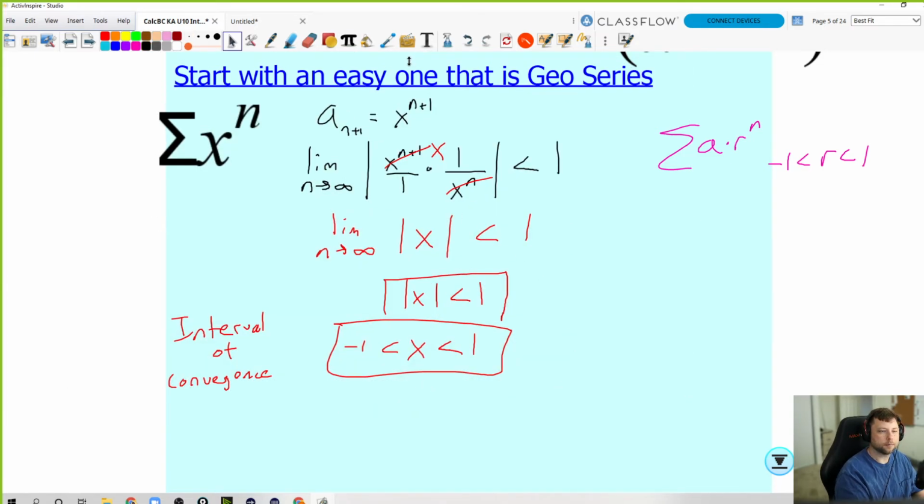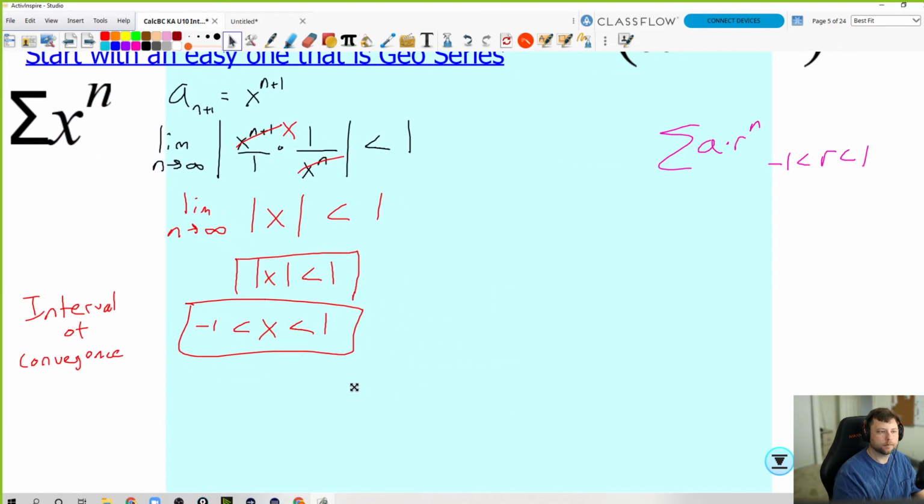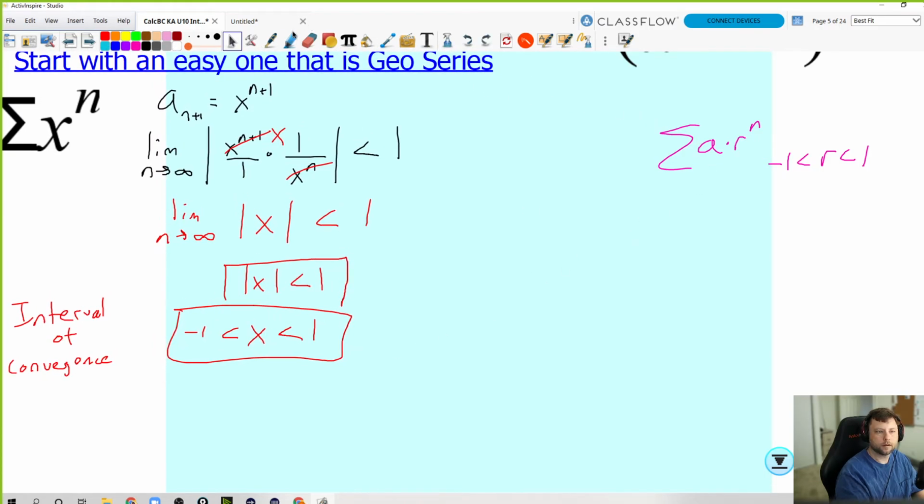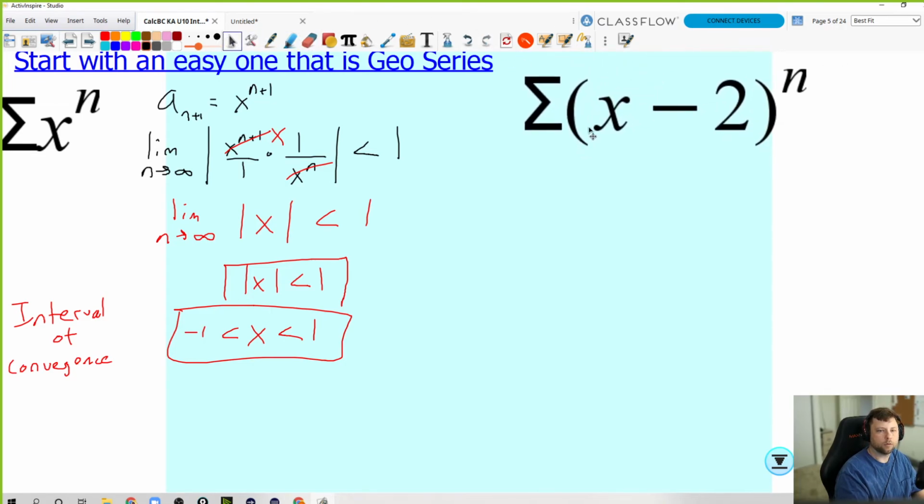Let's go up a step. All right. Let's say I did something a little bit more complicated. I'm leaving that up there in case people want it. Okay, what if I did this? I could do the ratio test for this one too. It's going to be x minus 2 to the n plus 1 power, times the reciprocal of this guy, x minus 2 to the nth.